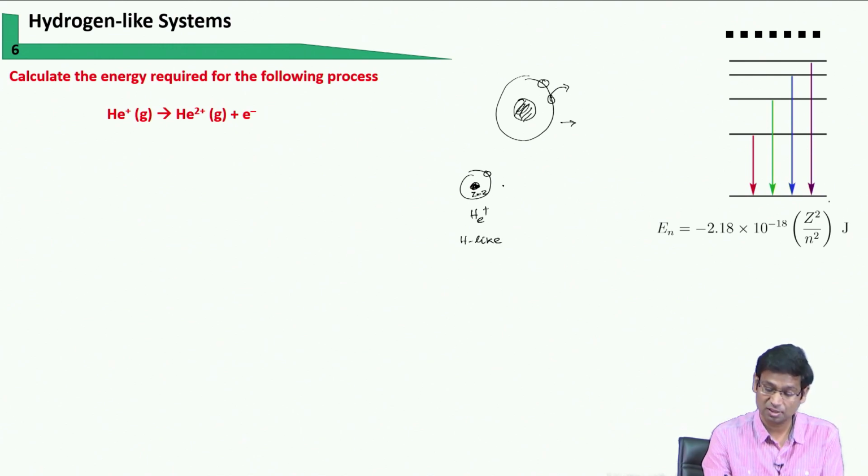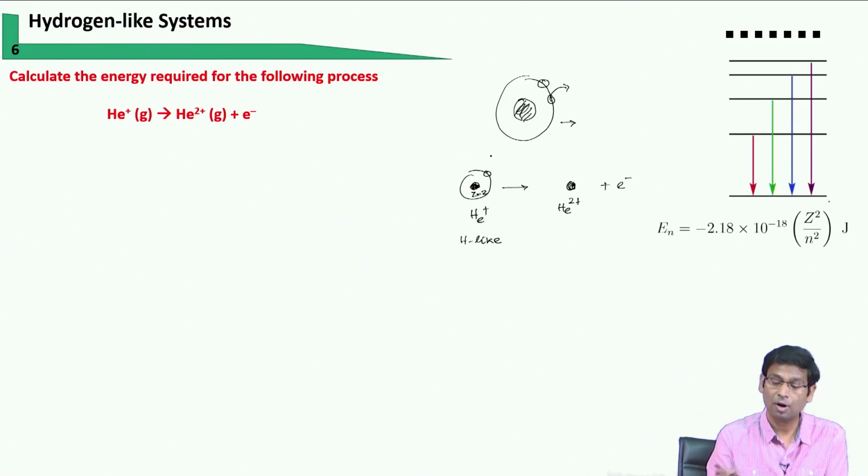Now, what is the reaction? The reaction is that I am removing the one electron that is there in He plus, so that I simply have He2 plus and a free electron. So this electron has been ionized. Now, how much energy do I need to carry out this ionization? To do that, I need to know the energy of this state.